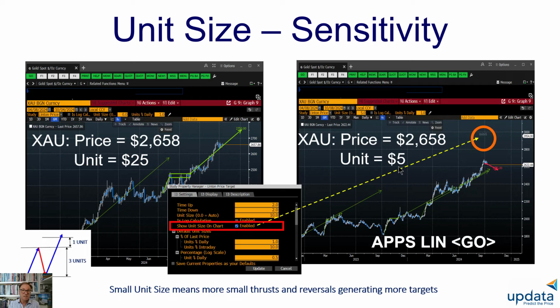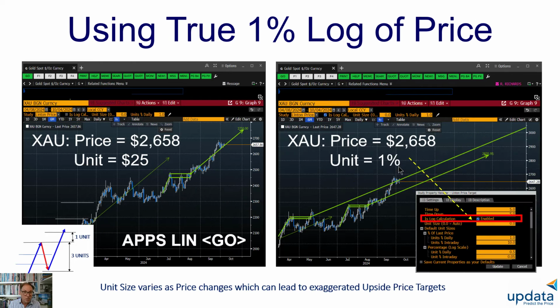So that's the sensitivity element of what we know as the point and figure box size or the unit size for these charts. Now, you can actually use true log scale, and we'll come to the pros and cons of using arithmetic box size or percentage log scale, but this is a percentage scale now. So 25 was nearly 1%.